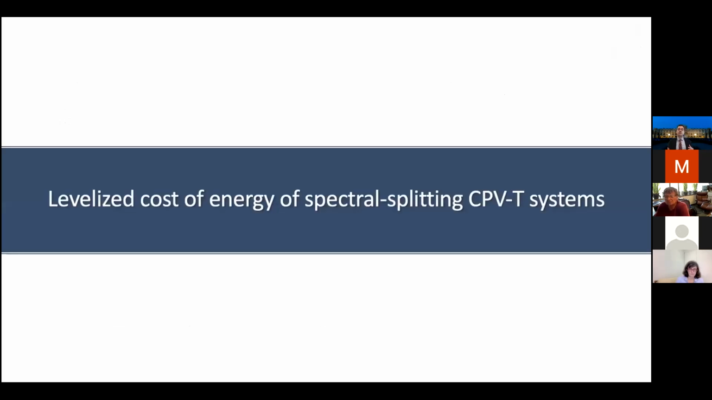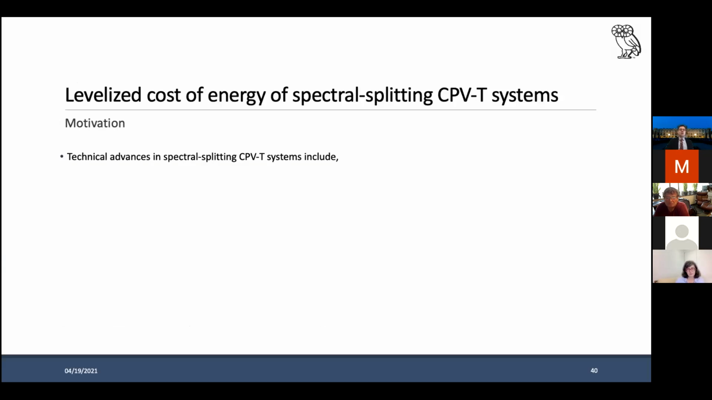In the third stage of my dissertation, I investigated the cost of obtaining energy using spectral splitting or spectral filtering CPVT systems that use nanofluids. So until now, I have talked about two technical advances in the field. By first looking at the long-term performance and environmental impacts of CPVT systems, and second, by finding optimal nanofluid filters for these systems. And there have been many of these technological advances in the field in the past years.